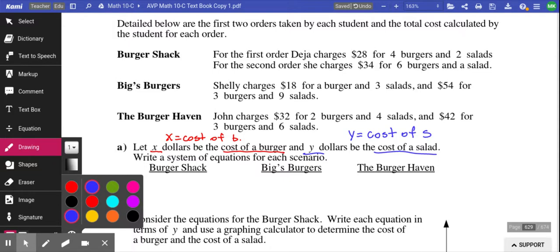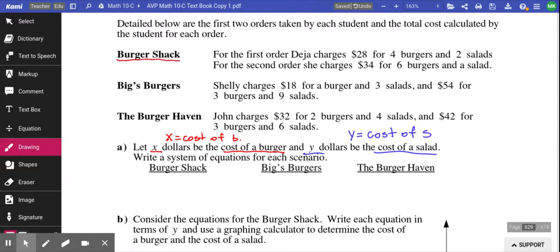So if we look back, we'll start with Burger Shack. 2 things happen, the first order and then the second order. The first order is $28 for 4 burgers and 2 salads. To represent that mathematically, you would say $28 would equal 4 burgers, so 4x, because x is the cost of a burger, plus 2 salads, and salads was y. Okay, so that's what you're doing. You're going to take these words and turn them into math.